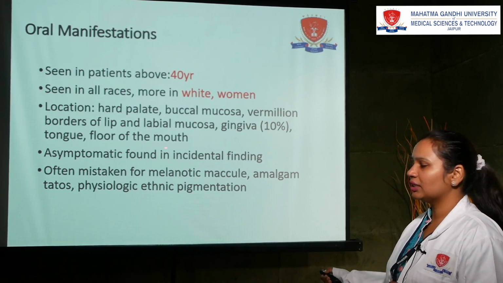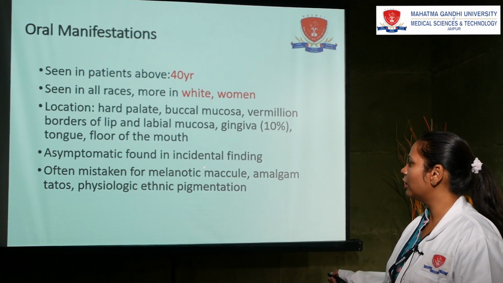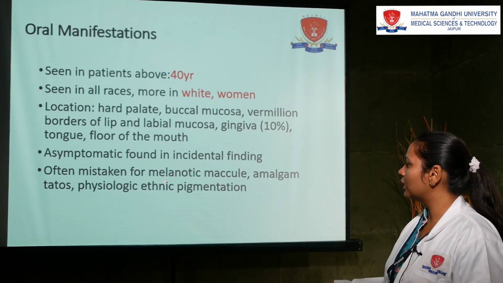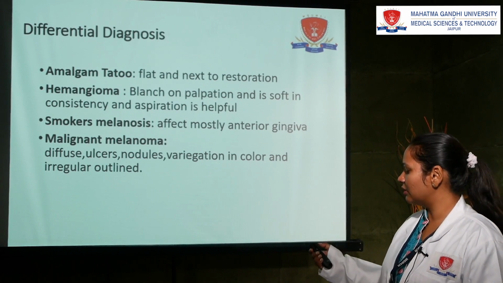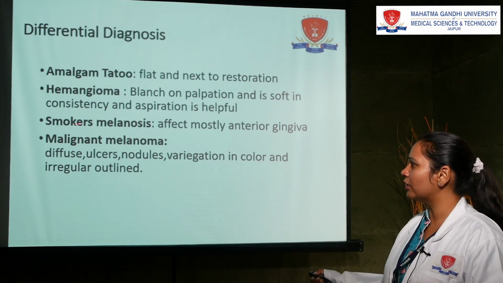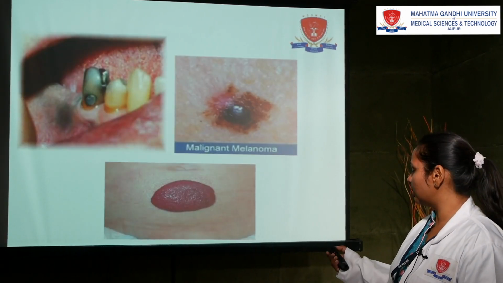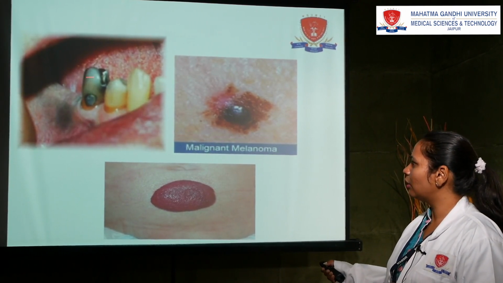It is asymptomatic, found as an incidental finding, and often mistaken for melanocytic macule, amalgam tattoo, or physiologic ethnic pigmentation. Differential diagnosis: amalgam tattoo, hemangioma, smoker's melanosis or malignant melanoma. So these are the lesions which you can see: malignant melanoma, amalgam tattoo.